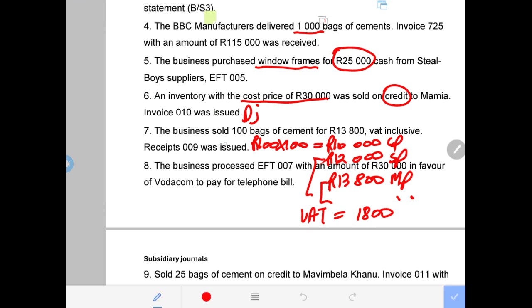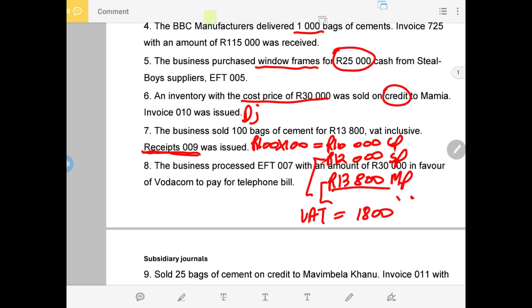It says the business sold 100 bags of cement for 13.8. VAT is inclusive, and I agree because the 13.8 has VAT already there. Receipt 009 was issued, so we received cash. It does not say invoice. So the minute it says receipt, that means there is no debtor here. We sold for cash and money was received, because receipt is for cash that was received. So now debtors are not affected.